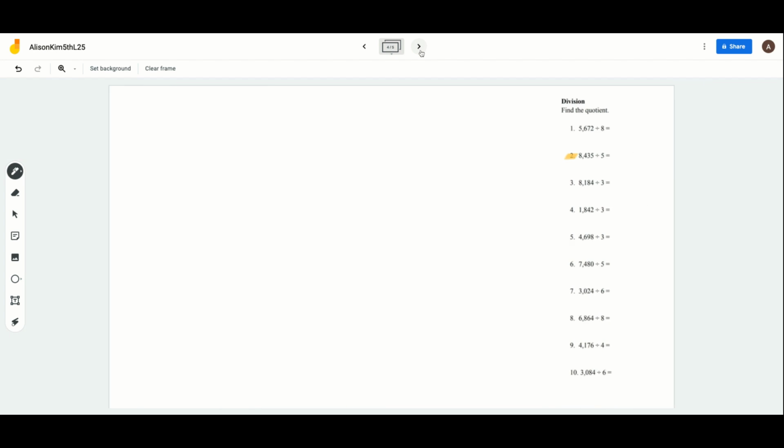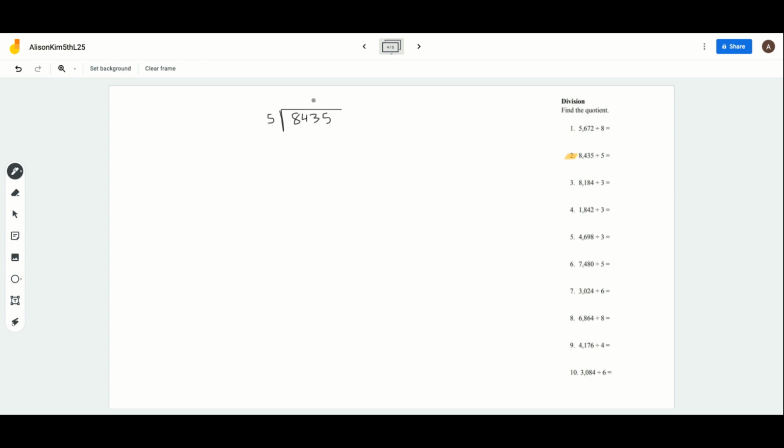Now we're going to do division. Number 2 gave us 8,435 divided by 5. The number that they give us first is always going to be the number that goes into the box, or the dividend. And the number that comes second is going to be the divisor, or the number that goes on the outside. So we're going to put the box, and then we're going to have 8,435, and then we're going to have 5 right here.